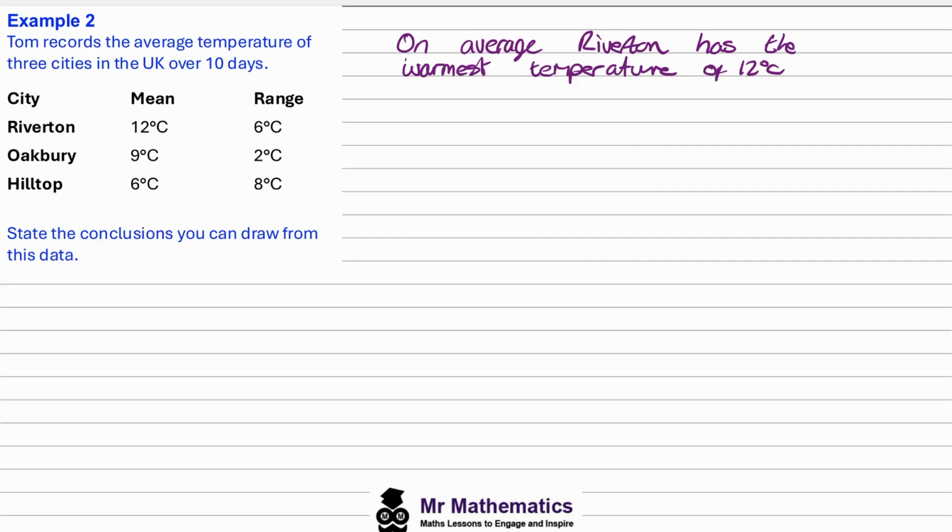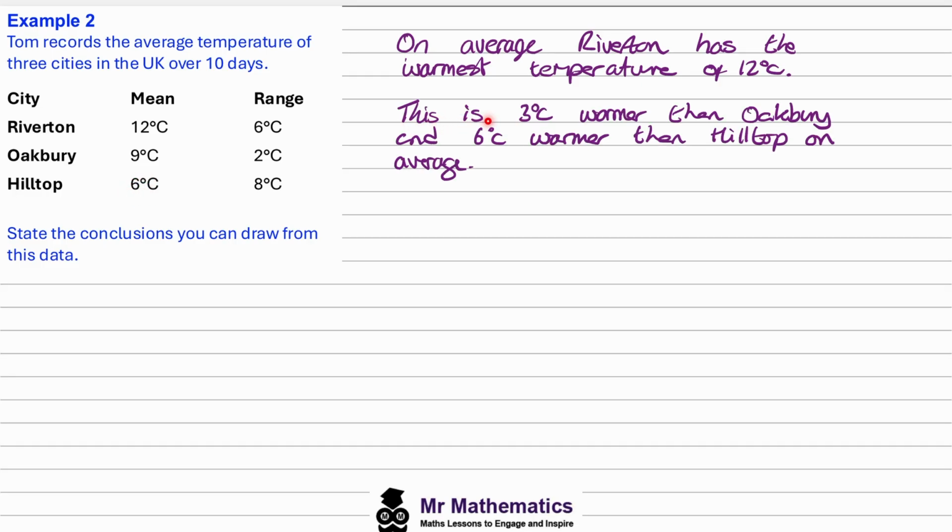We could also have said that Hilltop has the coldest temperature on average. And then we can go on to say that this is 3 degrees warmer than Oldbury and 6 degrees warmer than Hilltop on average. But the most important conclusion here is this first one. This is like an extension of that.